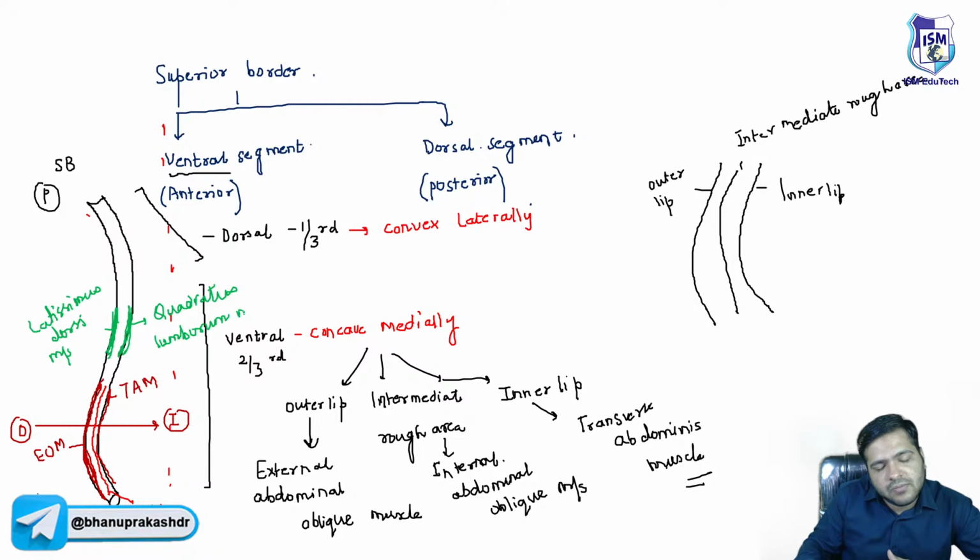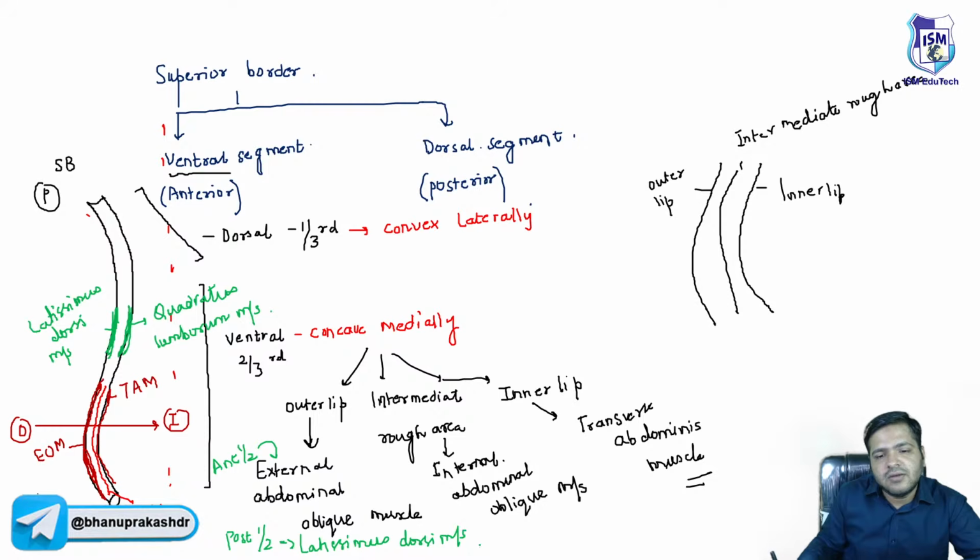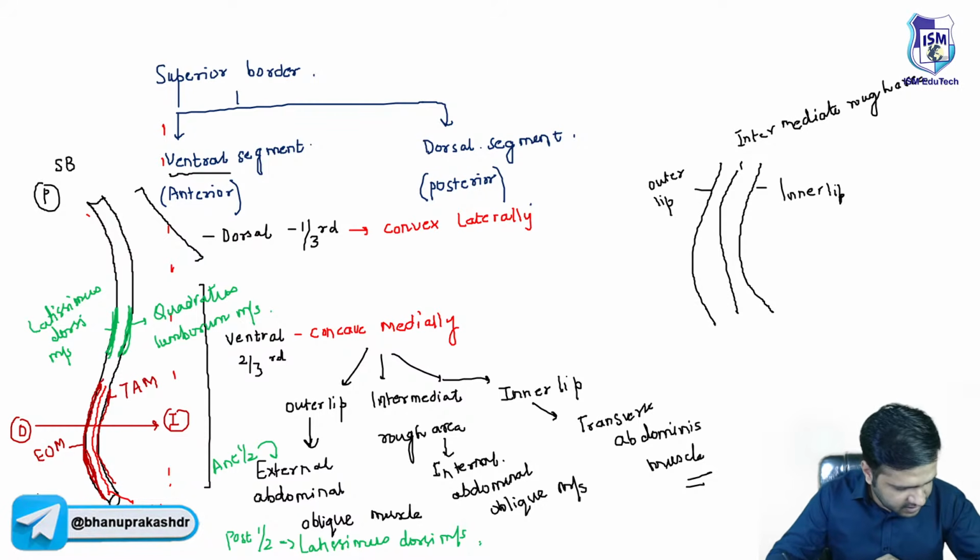Quadratus lumborum muscle. Yes, so remember beta, if I'm talking about एक्सटर्नल एब्डोमिनल ऑब्लिक मसल, ये तो एंटीरियर हाफ में प्रेजेंट है, ठीक है. अगर मैं पोस्टीरियर हाफ की बात करूं, आउटर लिप पे ही, तो वी हैव द लैटिसिमस डॉर्साई मसल, ओके, राइट. यस, एवरीवन इज राइट.